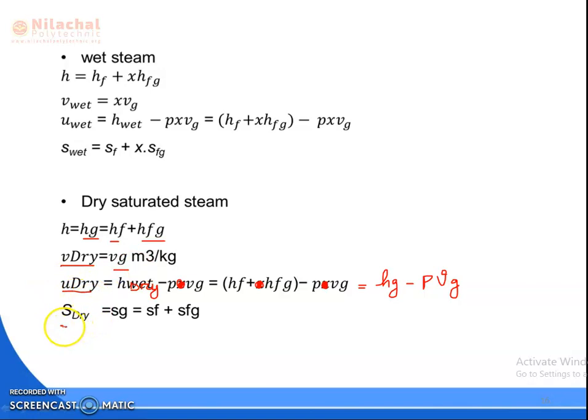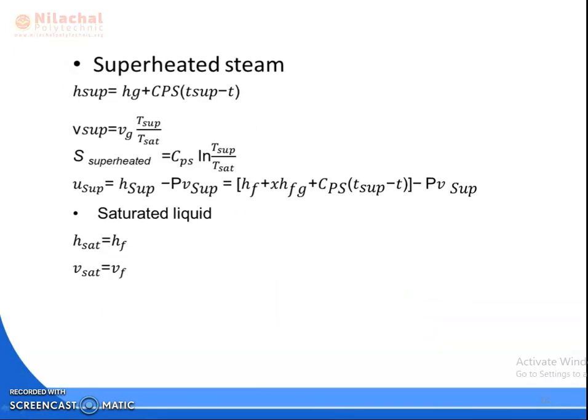If you have to calculate the entropy of dry saturated steam, that is equal to sg. That can be read directly from the steam table, and hg is also read directly from the steam table. If sf and sfg are given, then you can also calculate sg equal to sf plus sfg.